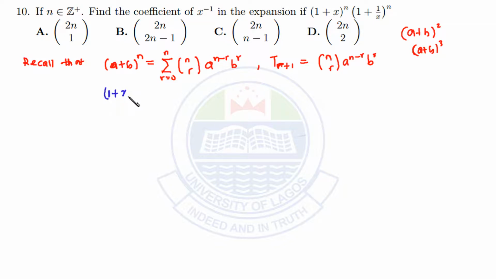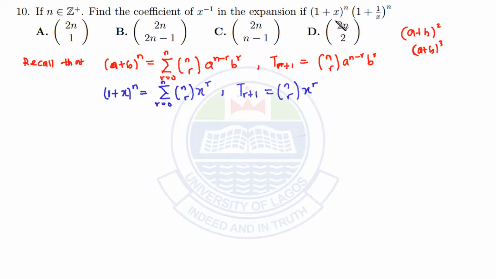So if I have (1 plus x) raised to power n, it is still the same thing as, replacing a with 1, summation r starting from 0 up to n of n combination r. Of course, 1 raised to power n minus r will still give me 1. So replacing this, we have x raised to power r, and the r plus 1 term is given as n combination r, x raised to power r. But I want to find the coefficient of x raised to power minus 1. I'm just trying to whet your appetite.